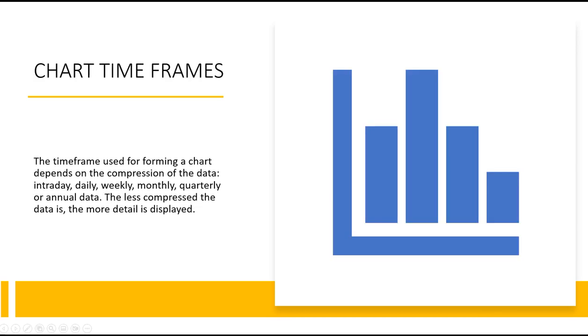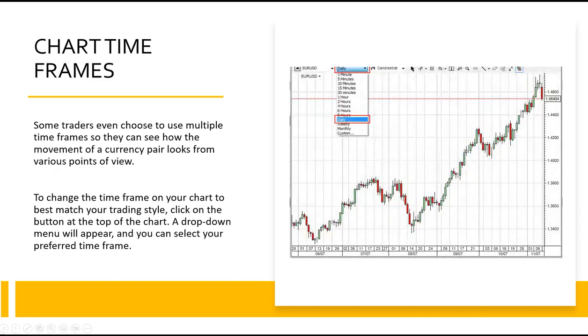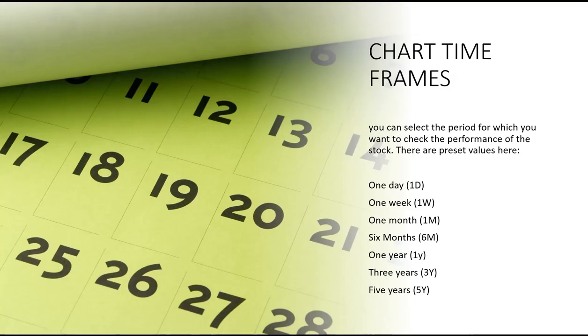The time frame used for forming a chart depends on the compression of the data: intraday, daily, weekly, monthly, quarterly, or annually. The less compressed the data, the more detail is displayed. Across the bottom, you'll find you can select the period over which you want to check the performance. You just want to see it for 1 day, so you select it.